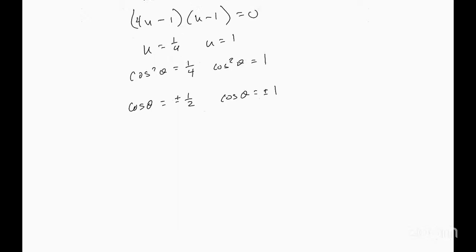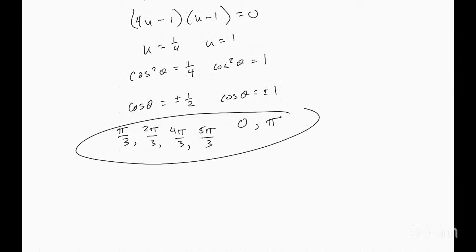So the cosine is 1 or -1, so that's at 0 and pi. And the cosine of 1/2, cosine is the x coordinate, so that's pi over 3, 2 pi over 3, 4 pi over 3, and 5 pi over 3. There you go, 6 answers.